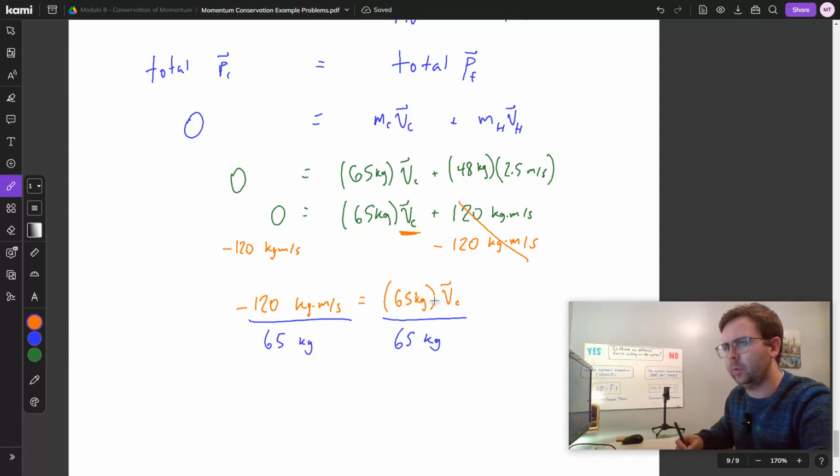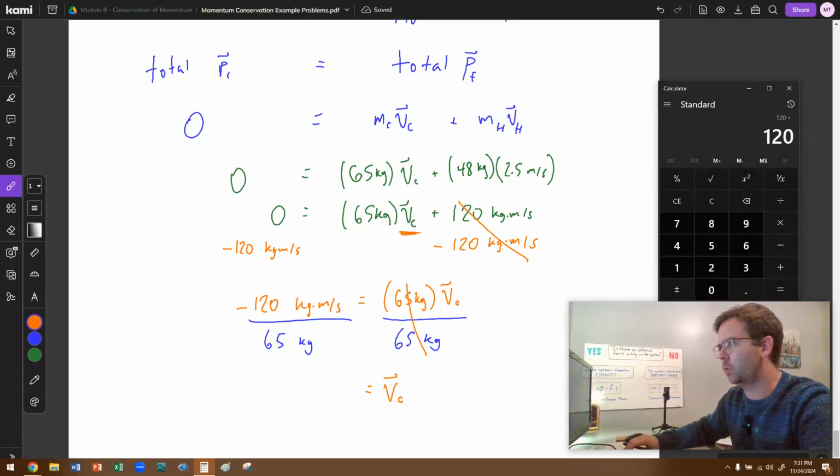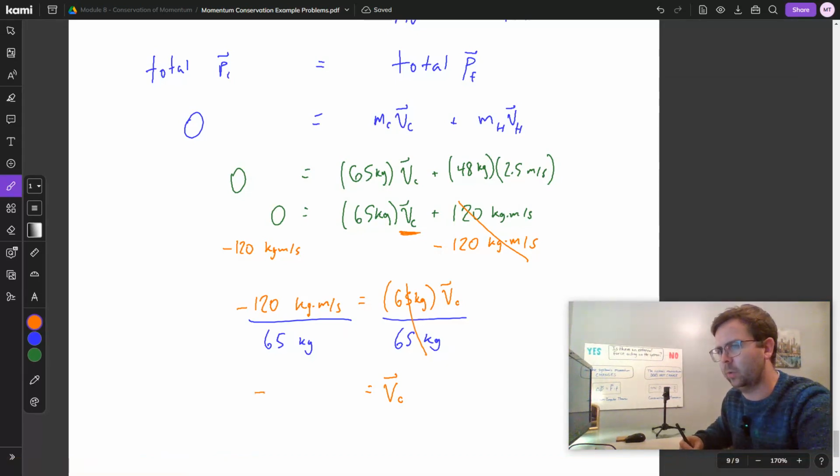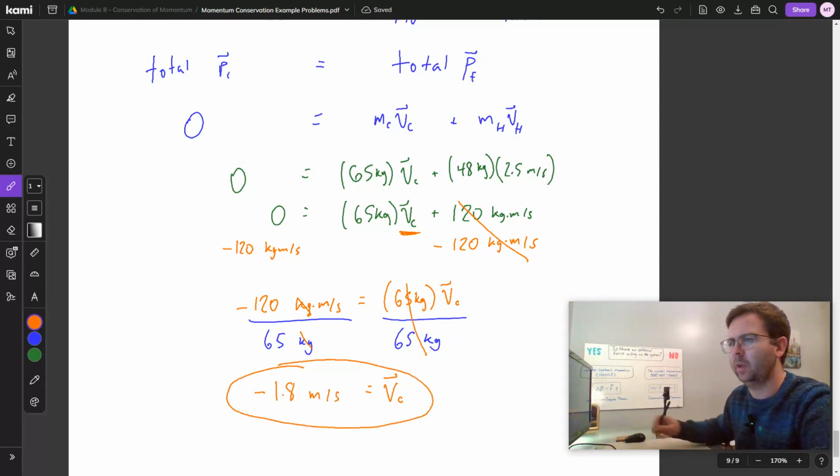All right, and so when we do that, we get the velocity of Charlie is equal to, and I'll put this into a calculator, 120 divided by 65 is 1.8. We'll round that to two significant figures. And this is a negative value, so this is negative 1.8. Kilograms are canceling each other out here, and so 1.8 meters per second in the negative direction. That is the velocity of Charlie.